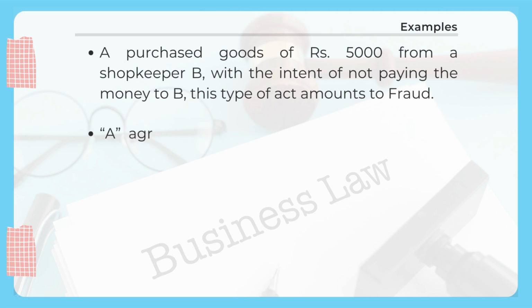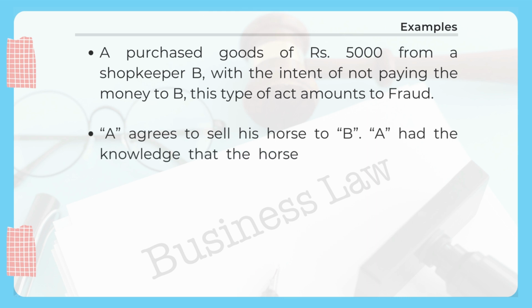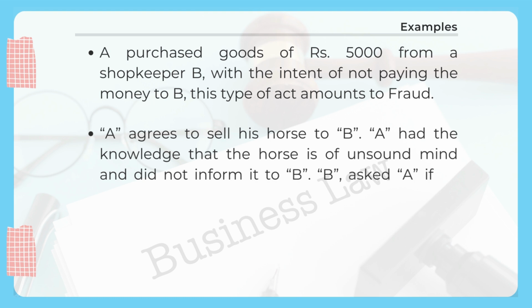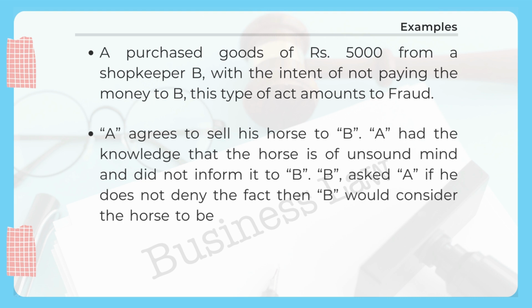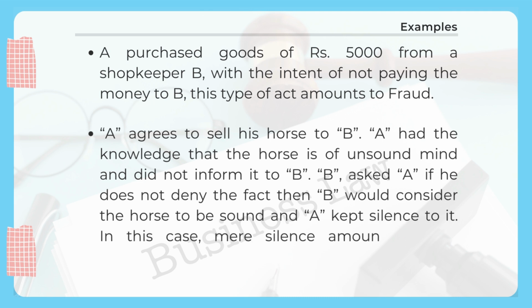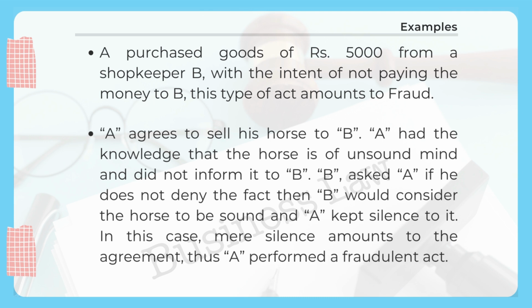In the other example, A agrees to sell his horse to B. A had the knowledge that the horse is of unsound mind, but he has not informed B. B asked A that if he does not deny the fact, B would consider the horse to be sound. A kept silence. In this case, mere silence amounts to fraud. So, you have to speak that my horse is of unsound mind. If he is asking you and you are keeping quiet, keeping mum, in that case it would be leading to fraudulent acts.